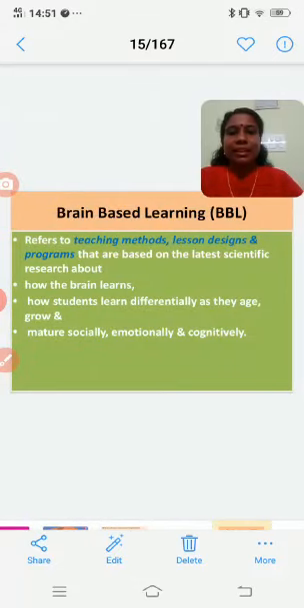Brain-based learning refers to teaching methods, lesson designs, and programs that are based on the latest scientific research about how the brain learns, how students learn differentially as they age, grow, and mature socially, emotionally, and cognitively.